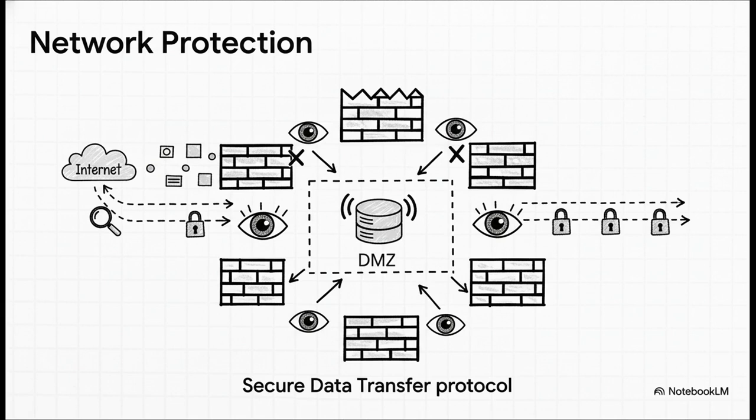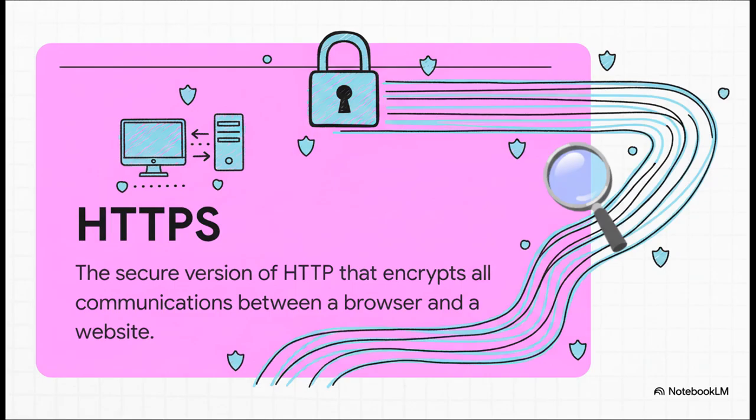But the most crucial thing for web traffic is that we have to use a secure protocol. And that brings us to a technology that is absolutely crucial for your exam: HTTPS. The English definition is the secure version of HTTP that encrypts all communications between a browser and a website. To put it simply, HTTPS is what creates a private, secure conversation between your browser and a website. You know that little padlock icon you see in your address bar? That's HTTPS at work, and it is the standard for all modern web traffic.